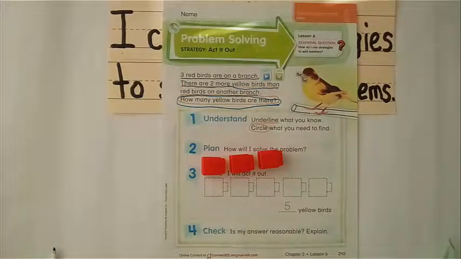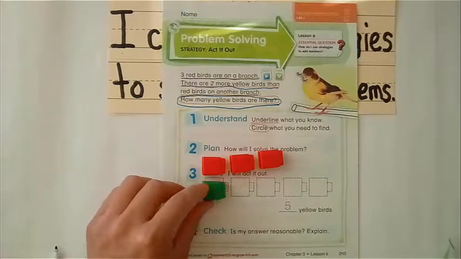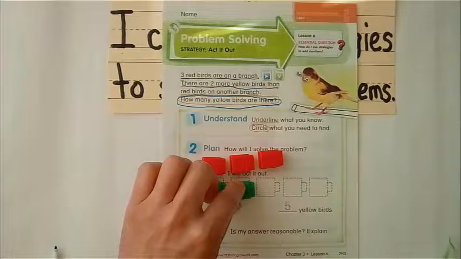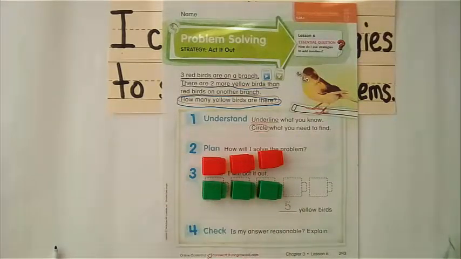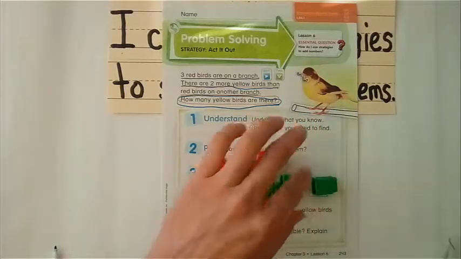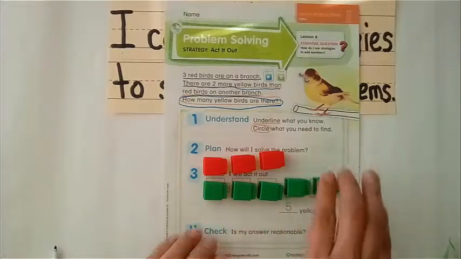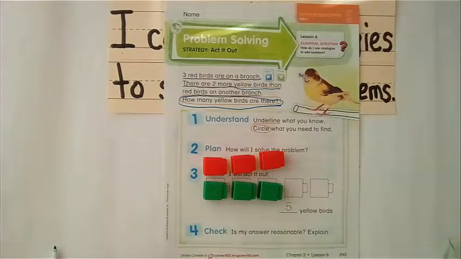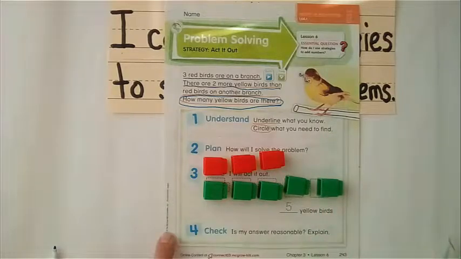I don't have any yellow blocks, so I'm going to just use what I have. I'm going to pretend that these are the other type of birds. So I know that there are 2 more. That means that it has to have 3 plus 2 more, right? Because this would be the same, but 1 more, 2 more would look like this.